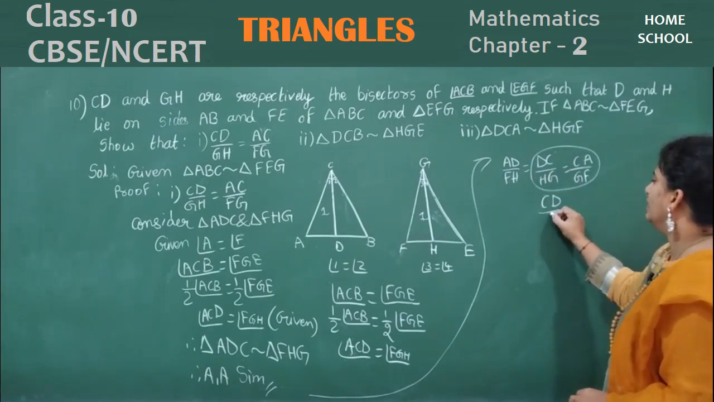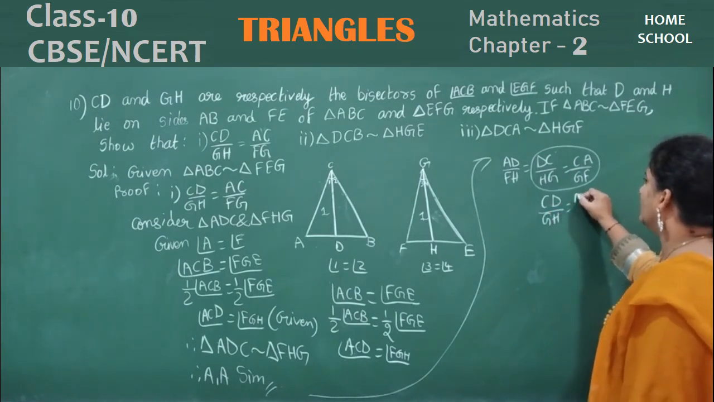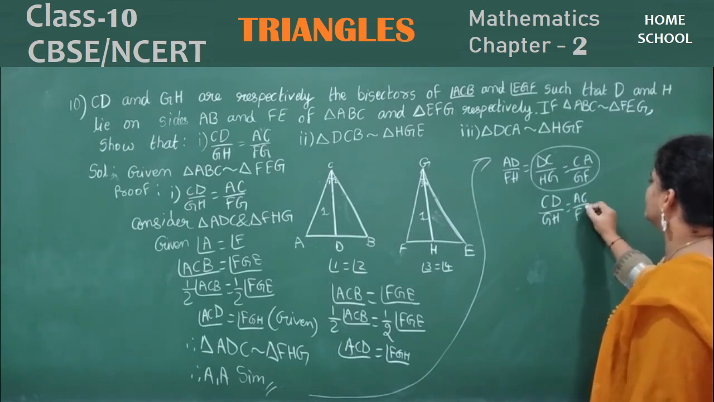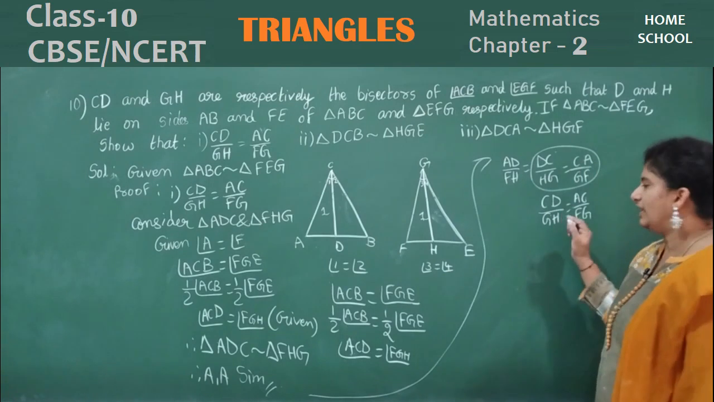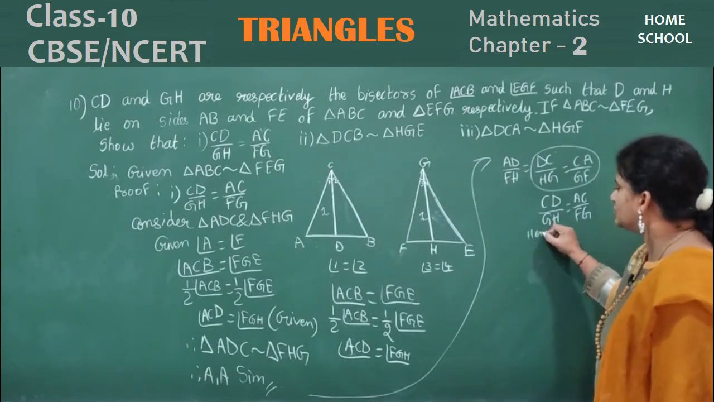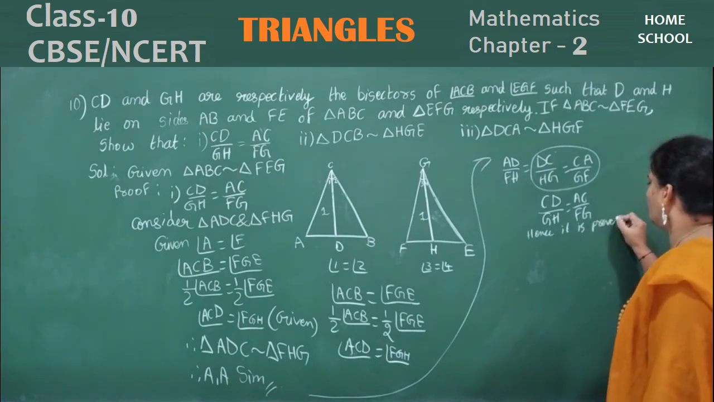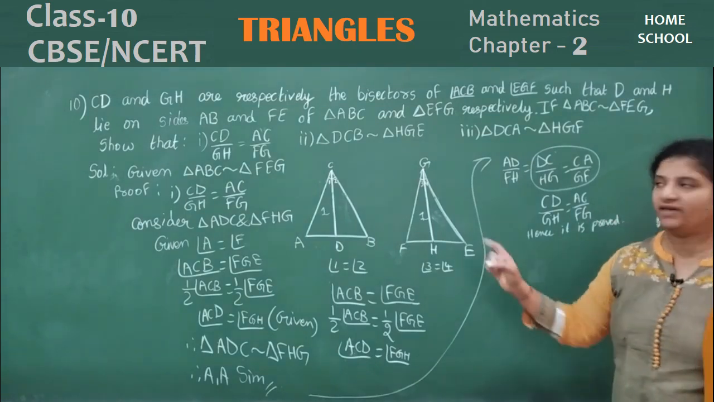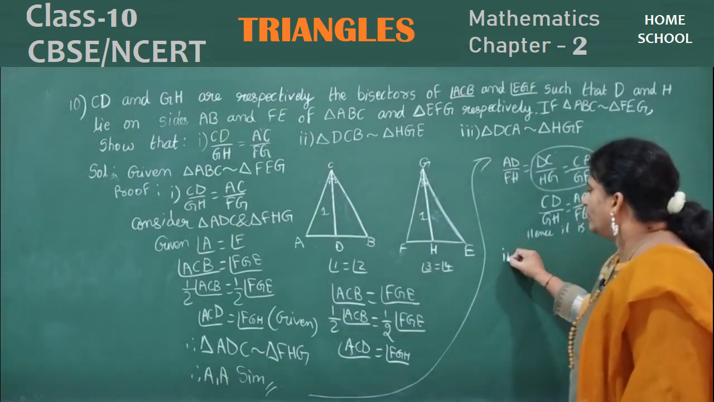CD by GH is equal to AC by FG. Interchanging, no problem, children. Nothing will happen. Therefore, first sub question, hence it is proved. Okay, this is the way we do your first question. Second question. Look here, second question.